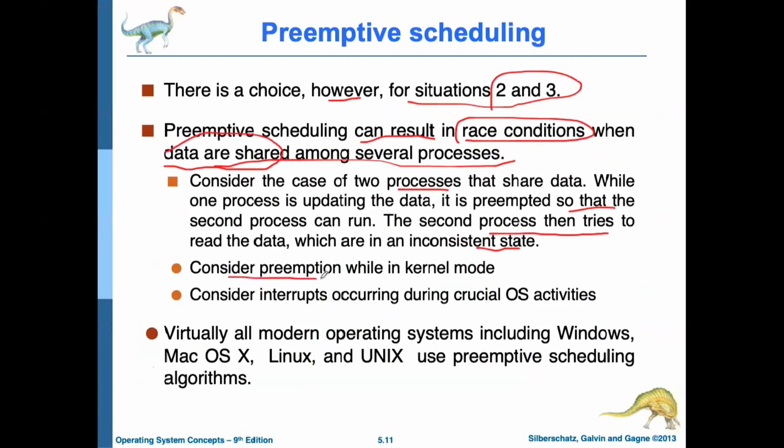Consider preemption while in kernel mode. Consider interrupts occurring during crucial OS activities. Virtually all modern operating systems, like Windows, Mac OS, Linux, and Unix, use a preemptive scheduling algorithm.